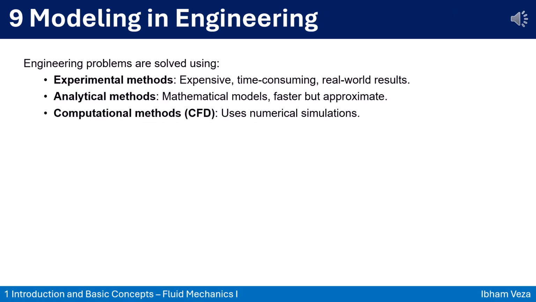9. Modeling in engineering. Engineering relies on 3 main ways to solve problems. First, experimental methods. They give you real-world results, but take time and cost a lot. You need labs, equipment, and setup. Second, analytical methods. These use mathematical formulas. They're faster, but usually based on simplifications, so they give rough estimates.